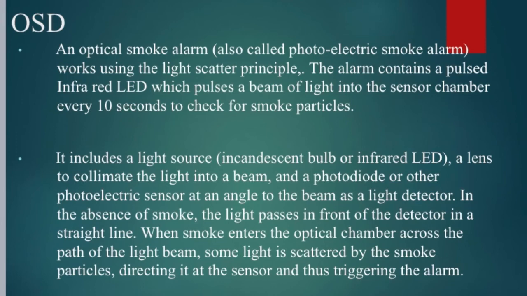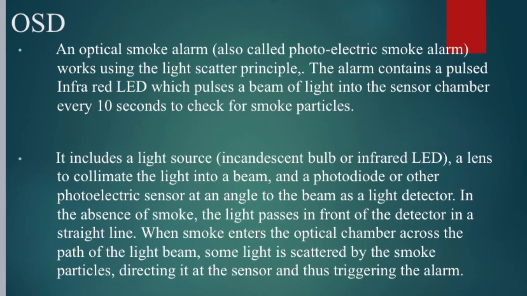Optical smoke detector. An optical smoke alarm, also called a photoelectric smoke alarm, works using the light scatter principle. The alarm contains a pulsed infrared LED which pulses a beam of light into the sensor chamber every 10 seconds to check for smoke particles. It includes a light source such as an incandescent bulb or infrared LED, a lens to collimate the light into a beam, and a photodiode or other photoelectric sensor at an angle to the beam as a light detector.